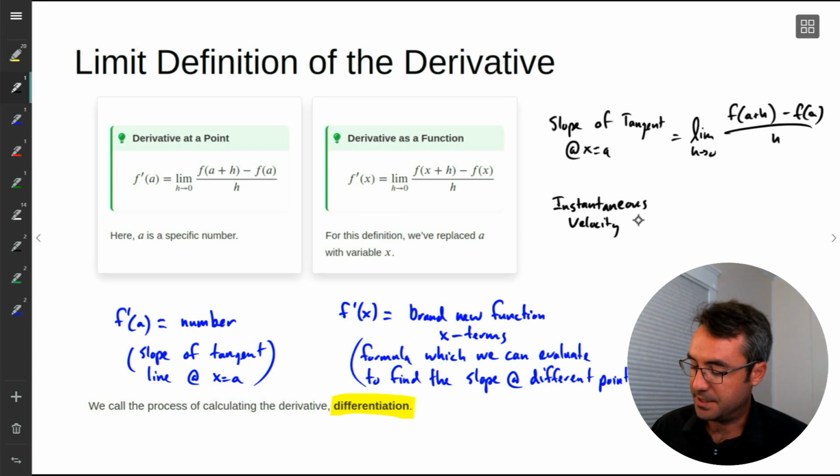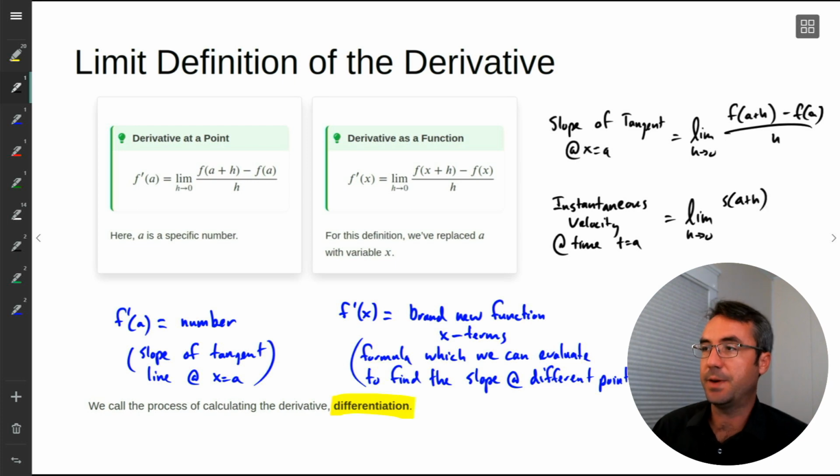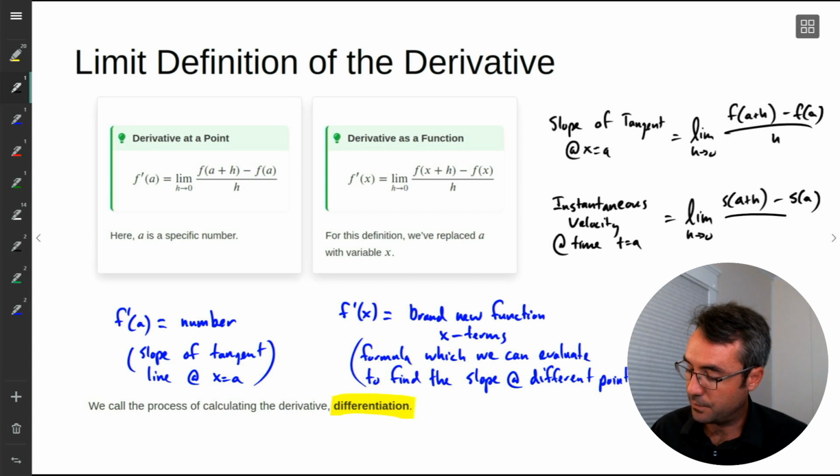So we looked at the instantaneous velocity at time t equals a. And what was this? Well, it was the limit as h goes to 0 of our position function evaluated at a plus h minus s of a, all over h.